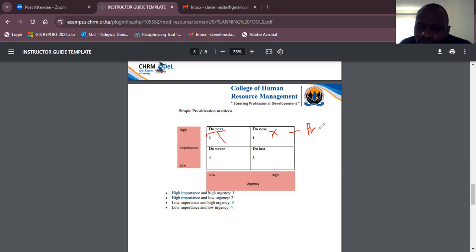Because if you don't do those items or activities faster, it might end up having an effect on the organization's performance. So you need to be very, very critical when it comes to setting your priorities right, so that you know what you are going to achieve and what you should not achieve or you need to achieve later.